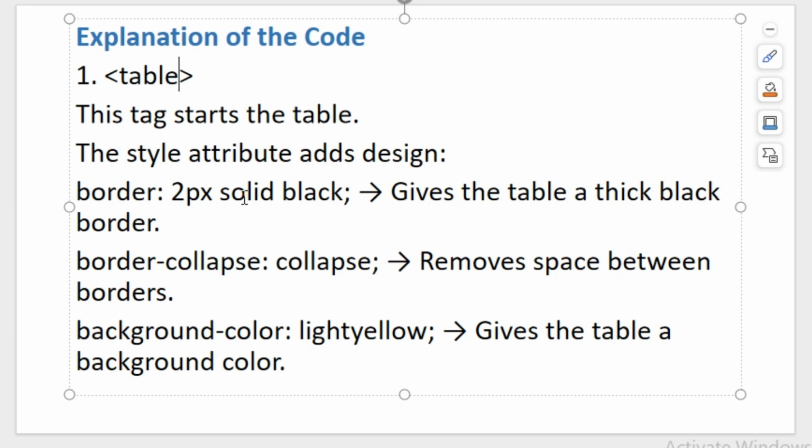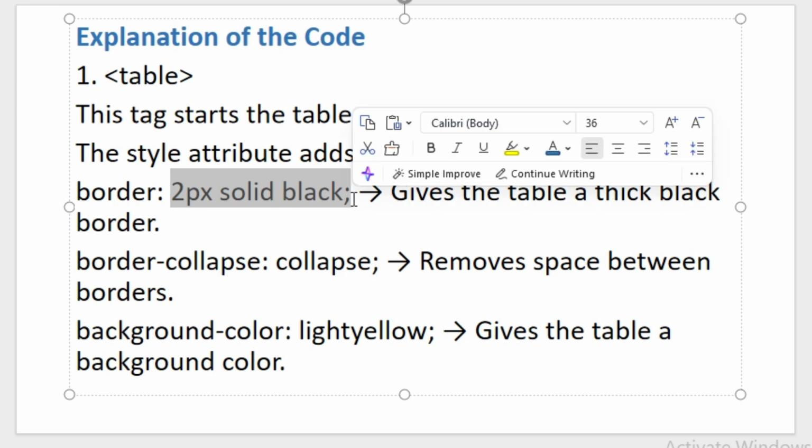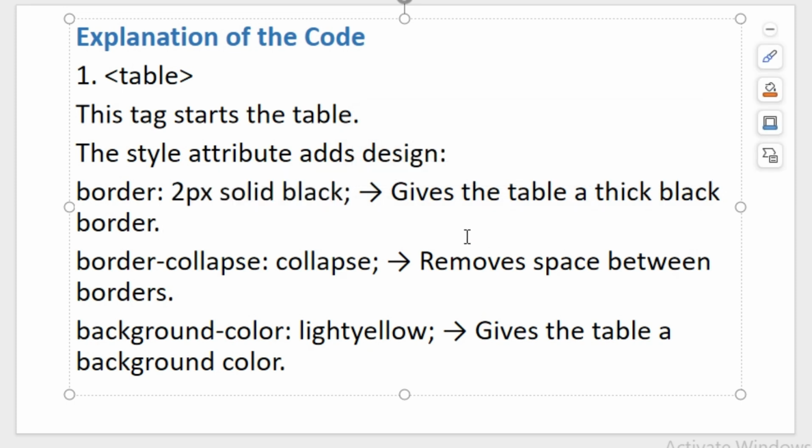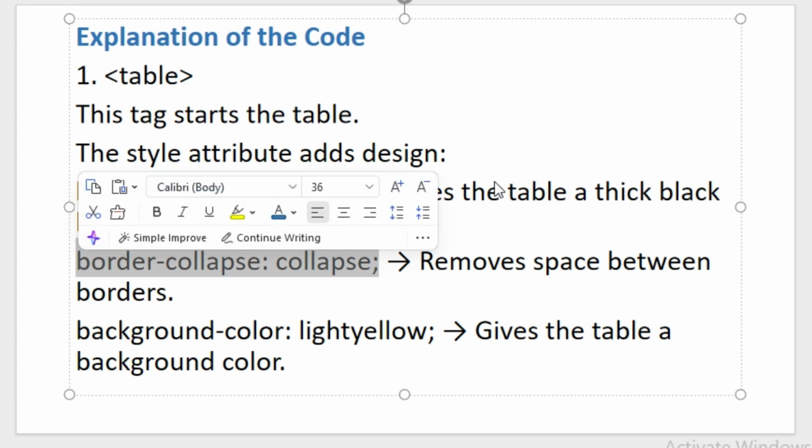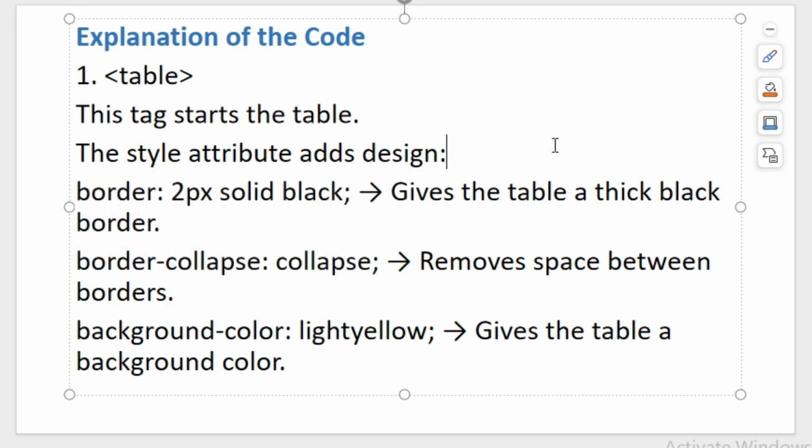And then the next one, the border would be 2 pixels solid black. That will give you the border line. We'll take this attribute, and this gives the table a very thick black border. And then the border-collapse: by default when you use the table tag, it will make the border lines double, but by using this attribute it will collapse the border, which means you are going to have only one single line. Just watch out, you see the explanations in the next video.